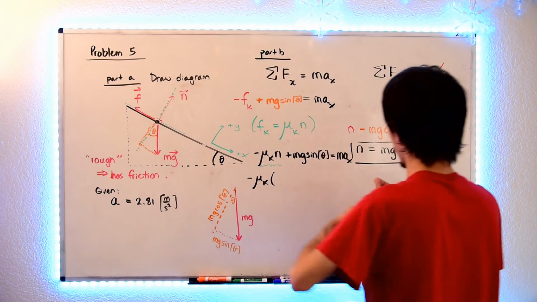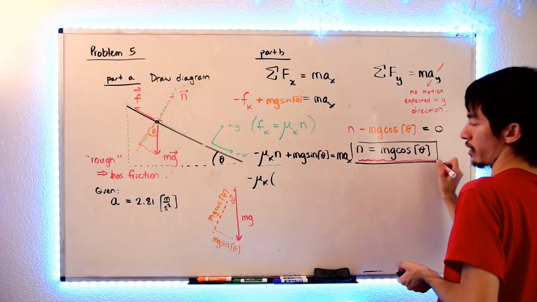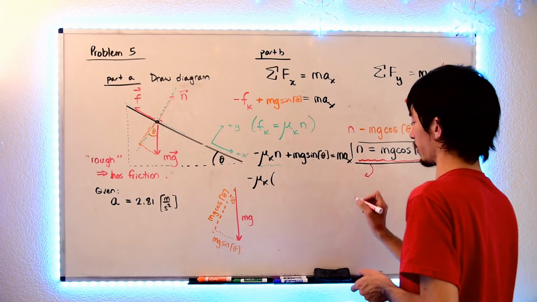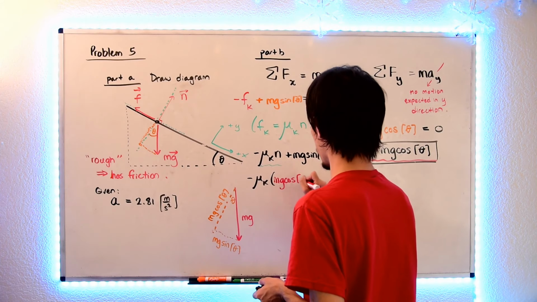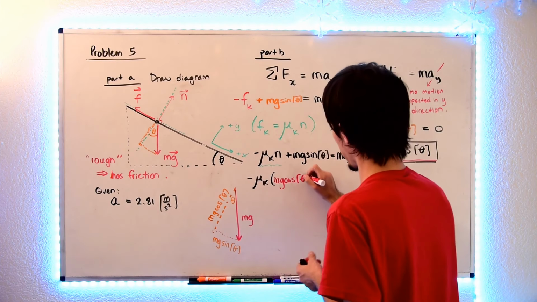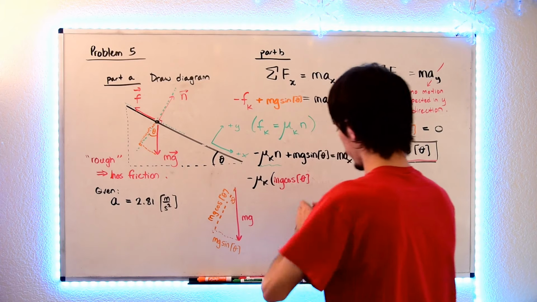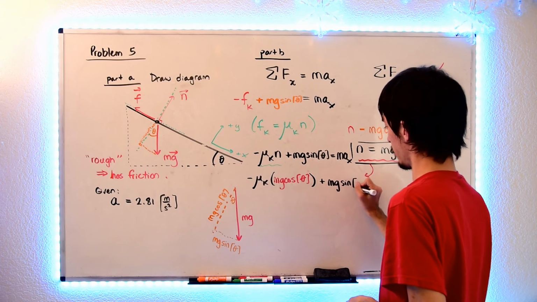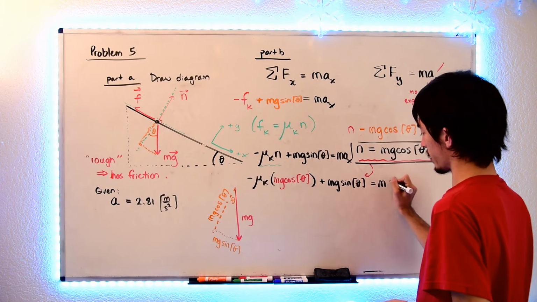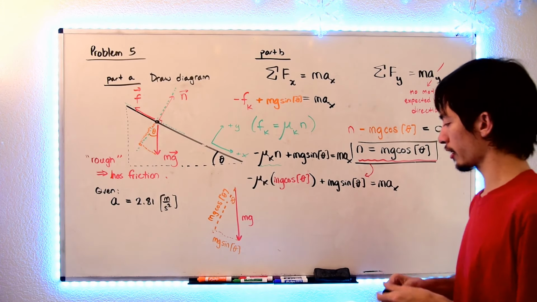So let me colorize this. This is red. Let's plug it in, write it in red. So mg cosine theta, plus mg sine theta equals mass times acceleration of the x.